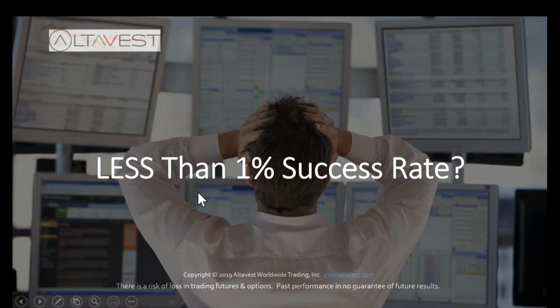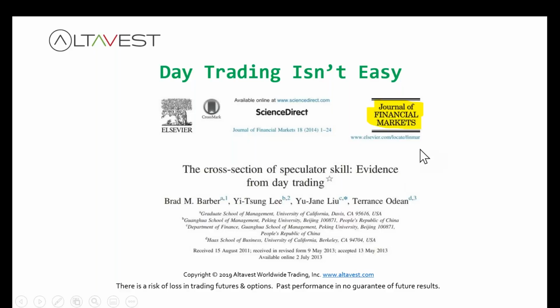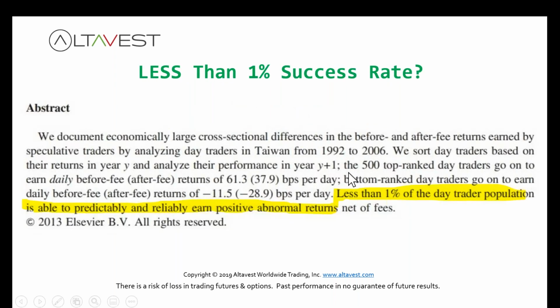And here's something too. There's less than a 1% success rate when day trading. This is from the Journal of Financial Markets. And this is several years ago, I think 2014 maybe, but I think it's probably still applicable. I can look for a more up-to-date study, but ultimately it says less than 1% of the day trader population is able to predictably, reliably earn positive abnormal returns net of fees. I think a big problem there is, of course, most people have a bias to always buy something. And that works great when you're in a relentless bull market like we have been. But even so, are you really beating the indexes?